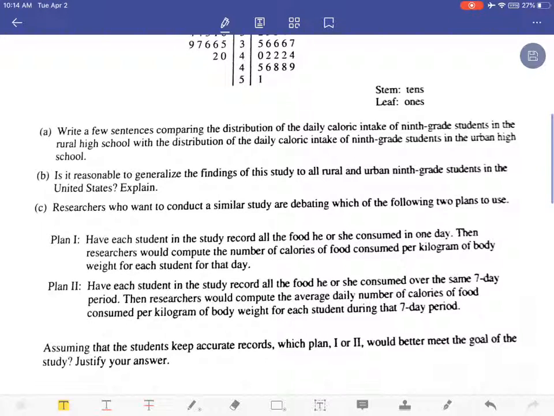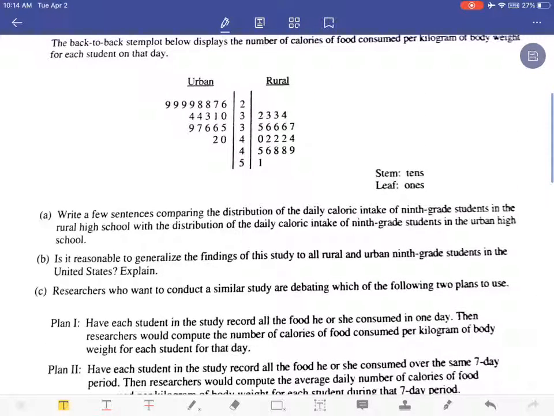Now, part B, is it reasonable to generalize the findings of this study to all rural students and urban 9th grade students in the United States? So it is not. You should have said no to start off. And the reason is because they only took 1 high school from the rural students and 1 high school from an urban community. Okay? So anytime we're only taking just 1, it's not going to be a generalization for the entire United States. If we wanted to have it represent the entire United States, we want to randomly select 50 high schools, probably from each group, that are randomly selected.